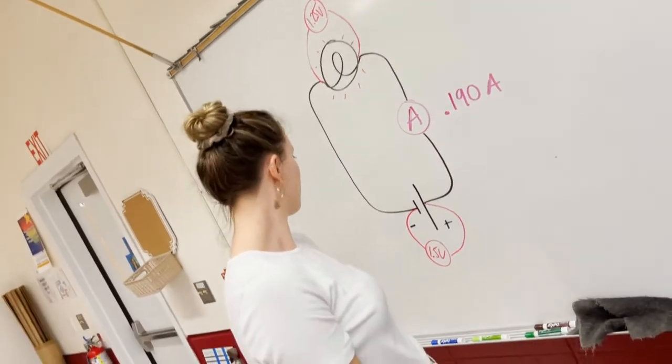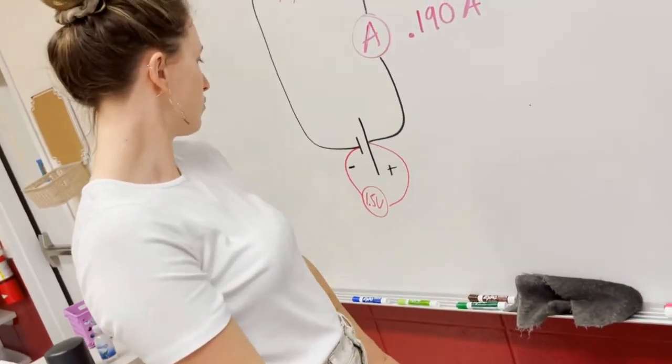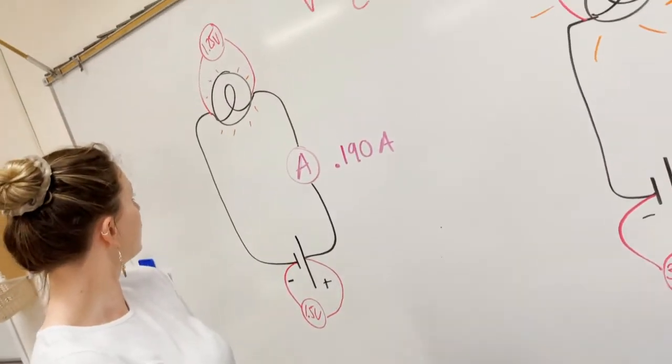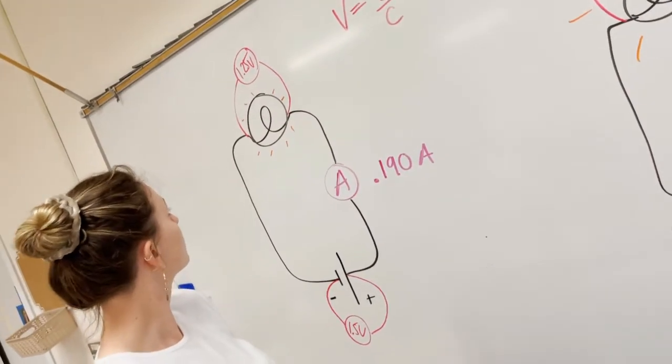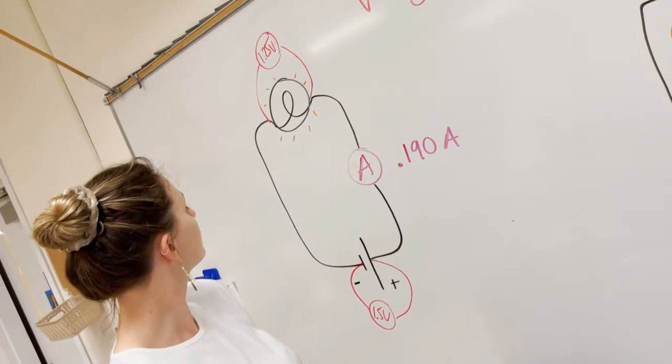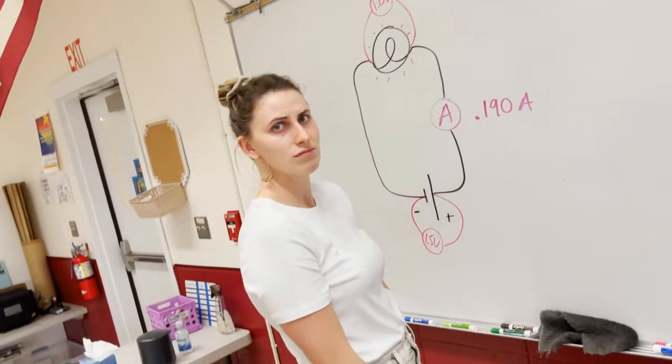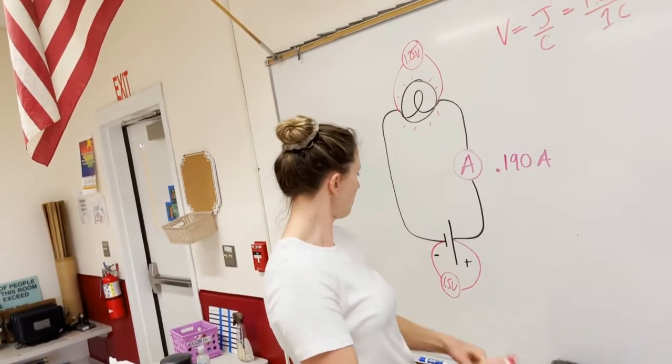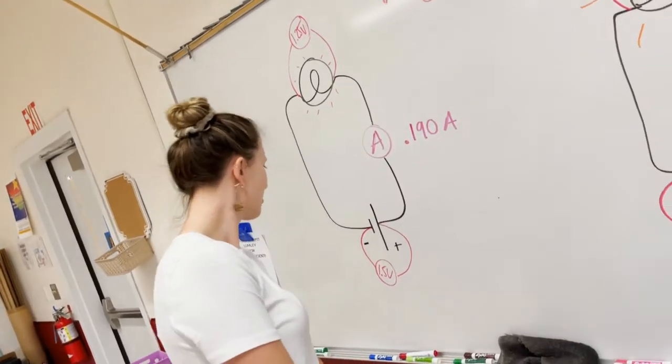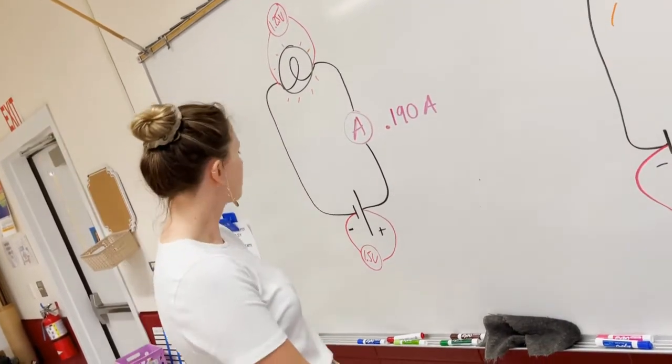What do you mean? Well, we're getting 1.5 volts of potential energy difference across the battery. What does that mean? What's the battery doing to the charge? Oh, it's charging it back up. It's giving it energy. More energy. So chemical energy in the battery is converted into electrical energy.